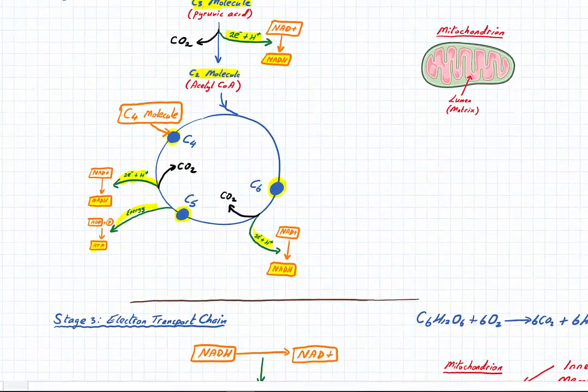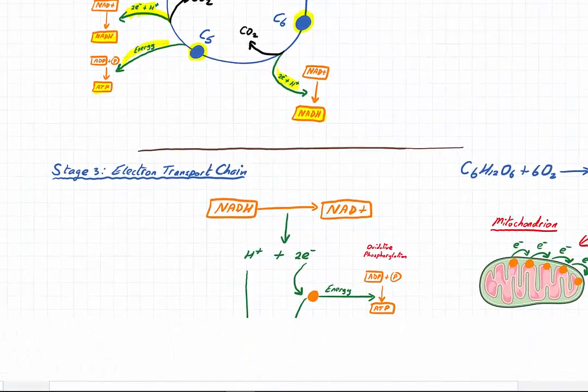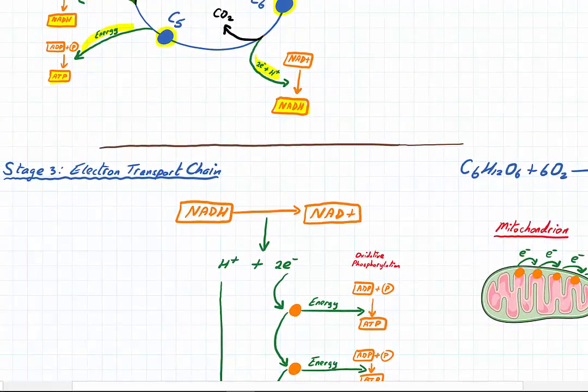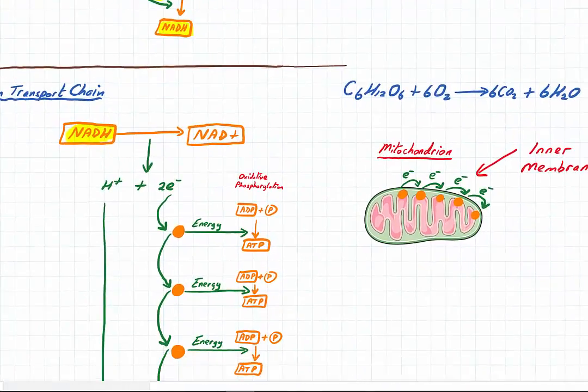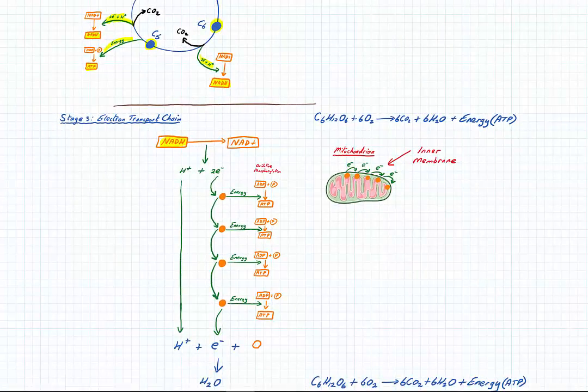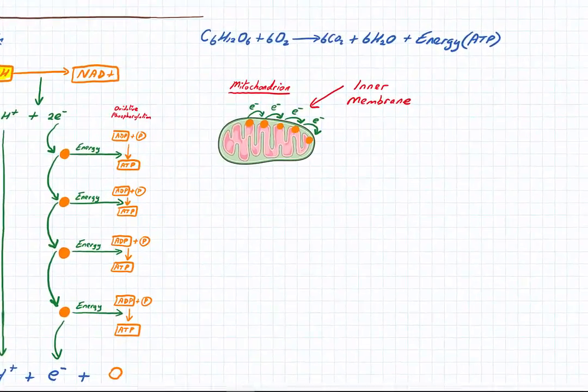Now we're on to the final stage. That was the second stage, the Krebs cycle. Following the energy, it's now in the form of NADH, and our ultimate goal, as we keep saying, is to convert it to ATP. So that's what's happening here. Before we start this last stage, where does it actually happen? It also happens in the mitochondria.